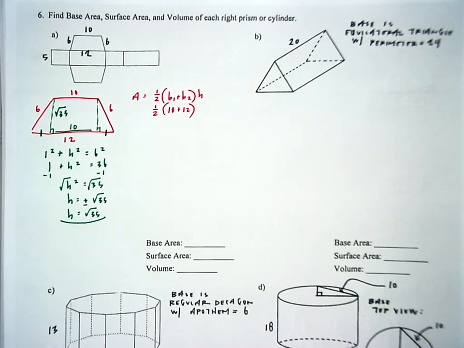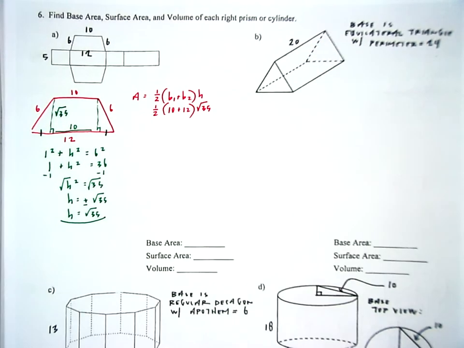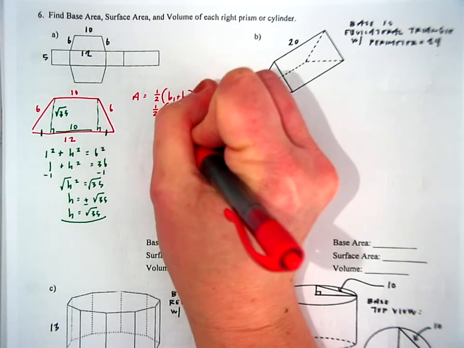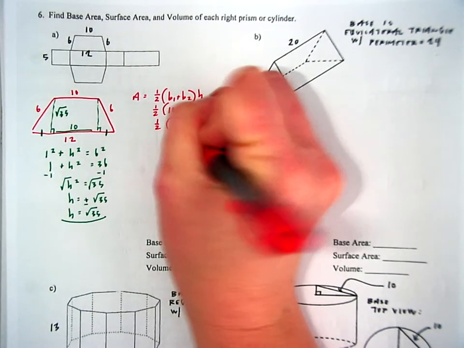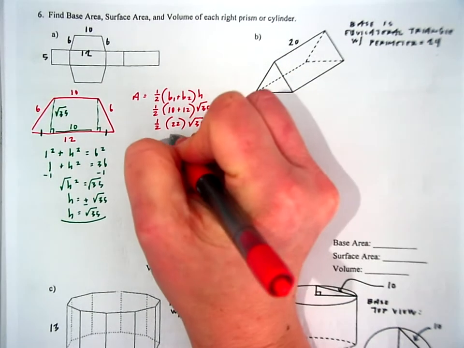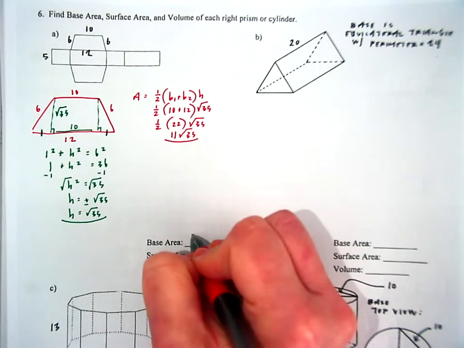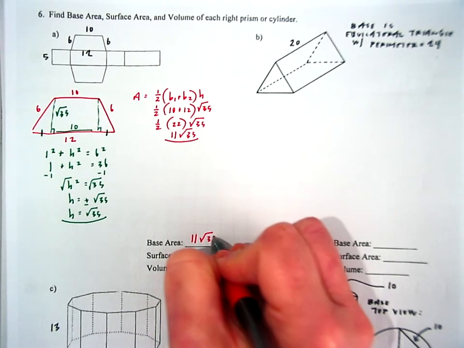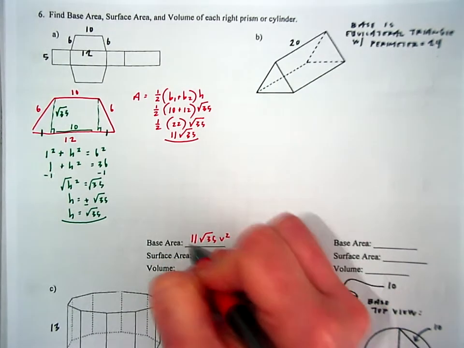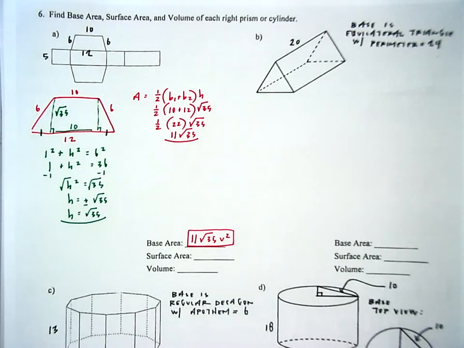All right, so that is what's going in right here. So if I'm taking 1/2 of 22 and then multiplying by the square root of 35, I'm going to get 11 root 35, 11 root 35 units squared. So I've taken care of my base area. So now I need my surface area.